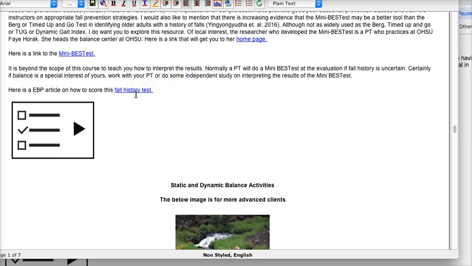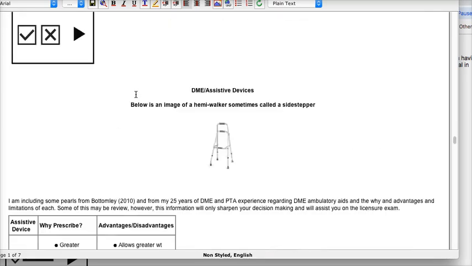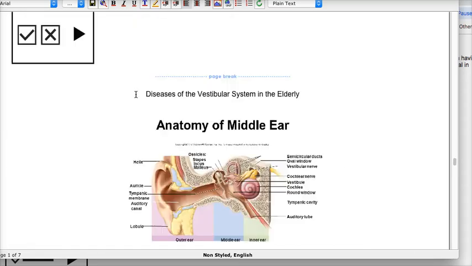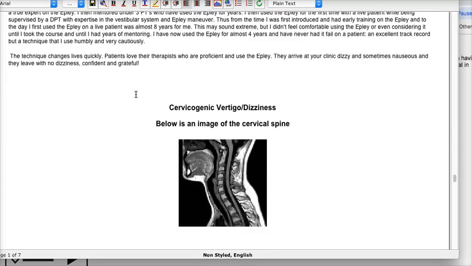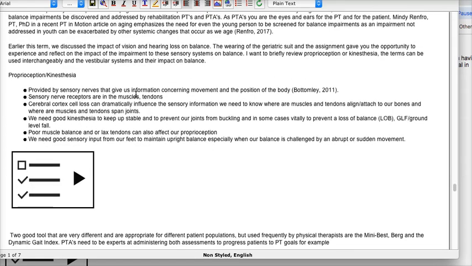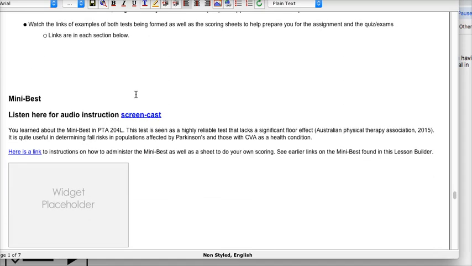Certainly use that for your own, everyone to look at it and to gain a better appreciation of it. I think it'd be really good to have that as one of your tools in your toolbox, so to speak, that you can administer the Mini-BESTest because of the research that supports it. And there's research that supports the Berg and the Dynamic Gait Index as well, and that's part of the assignment: for you to find an evidence-based practice article that either supports one of these tests or perhaps even does not support the test.